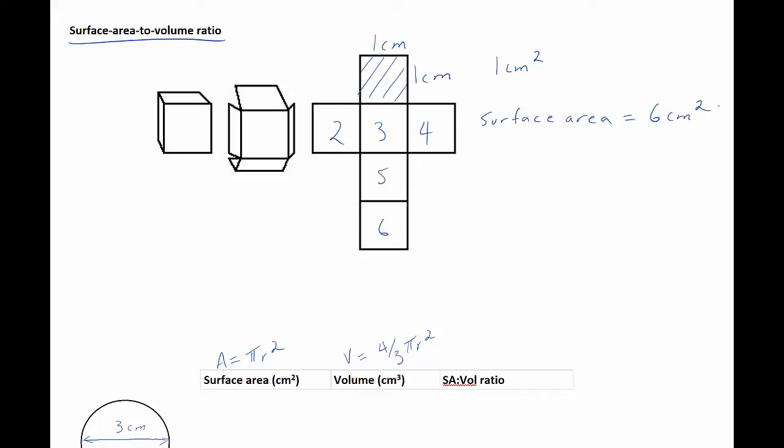Now, on the other hand, the volume is the entire volume of that cube, which in this case would be length by width by height, which would be 1 centimeter cubed. Now, if you were to express this as a ratio of surface area to volume, this would be 6 to 1. And that is what's known as the surface area to volume ratio. This can also be represented as a number if you divide the surface area by the volume. In this case, it would be 6.